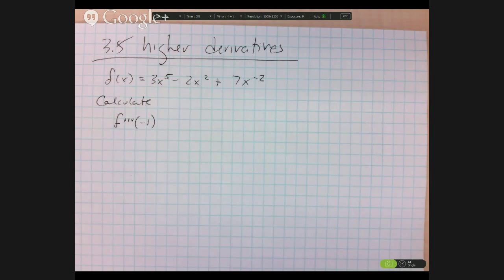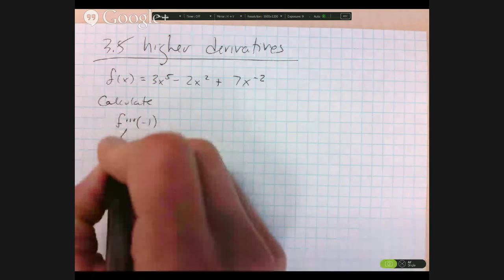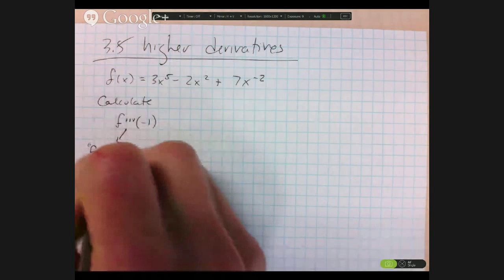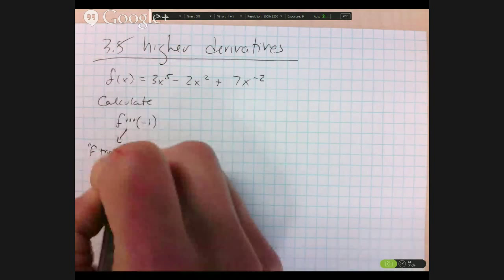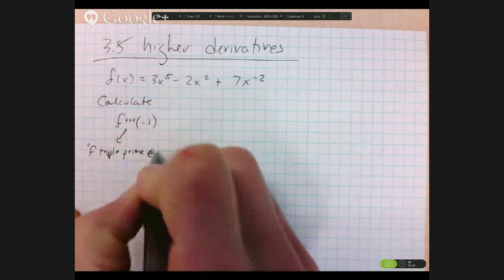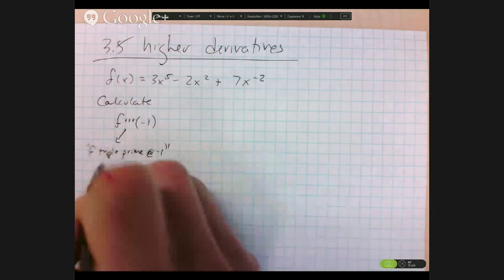Everything we've been doing is the first derivative. We're going to start doing second, third, fourth derivatives and more. So f triple prime at -1 is the third derivative. Third derivative: the derivative of the derivative of the derivative.